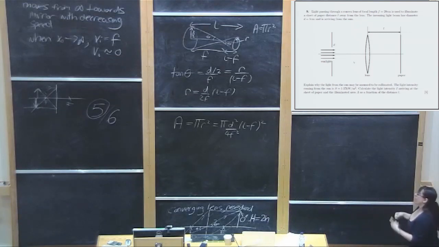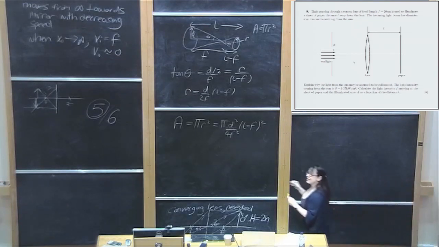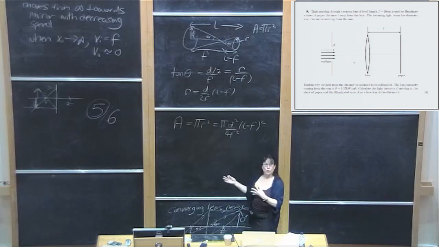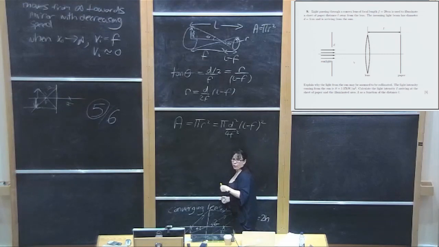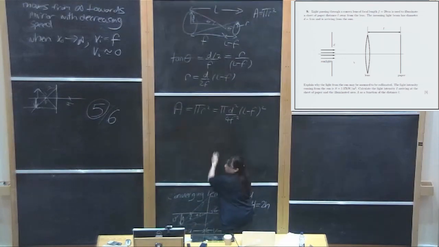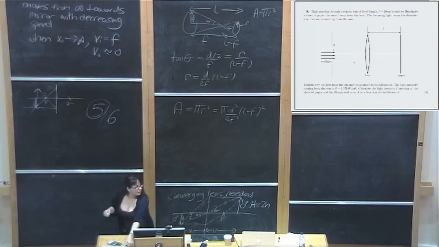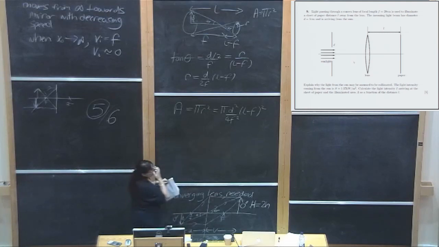So try to read through the whole question as well. If anything is a little ambiguous, if you're wondering whether you have to worry about diffraction or not, read the whole question, and it will probably give the context for you. Okay, so we calculated the area. Now I've got to calculate the intensity at the paper.